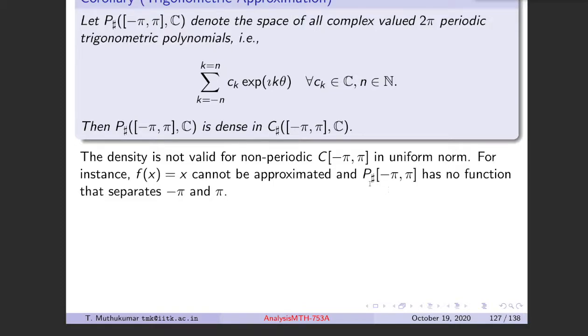Another way of seeing this is that the 2π periodic trigonometric polynomials do not separate points. That's one of the hypotheses that you need for density, which we have seen in the previous lecture. So that is also not satisfied by this. It will not separate points.